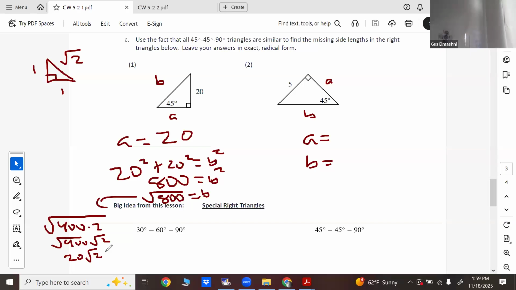Yeah, go ahead. So the isosceles triangle, it's always like one side like root 2? Yeah. Oh, okay. So what about the second one? 5 and 5 root 2. There you go. It's that simple.